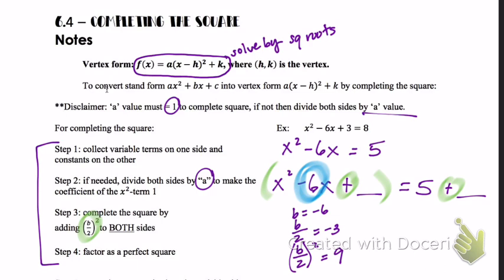You don't have to write out all of these three things every time. I'm just doing it to show you. You're going to get really fast at it, and you're going to be able to do it all in your head. Essentially, you take your middle term, you half it, and you square it. So 3 squared is 9. So I'm going to add 9, and I'm going to add 9. And so when you do that, if I were to factor this, it becomes x minus 3 squared.